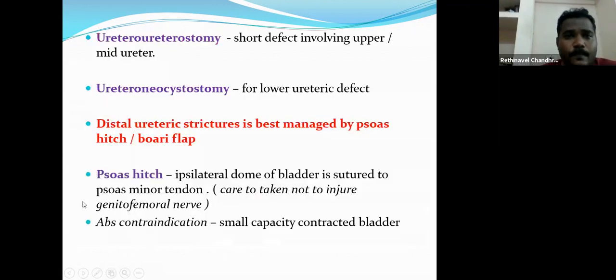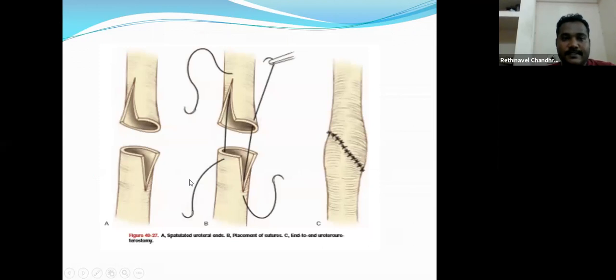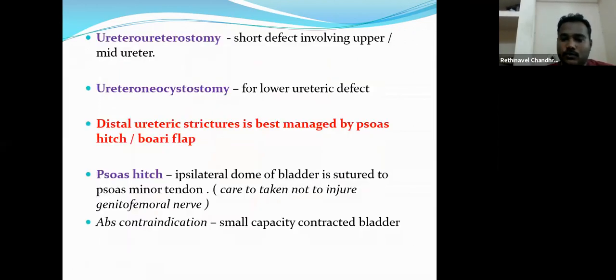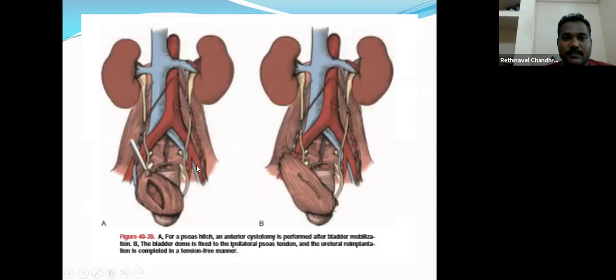Psoas hitch and Boari flap. So ureteroureterostomy, as already told, is just removing and end-to-end anastomosis. Ureteroneocystostomy is for lower ureteric defect, that is near the bladder level. Whenever there is a stricture, we will resect that part and do an anastomosis from the ureter to the bladder. So generally, distal ureteric strictures, that is near the VUJ, near the bladder level, are best managed by either a psoas hitch or Boari flap. So this is the end-to-end anastomosis. So what is psoas hitch? So this is the psoas hitch.